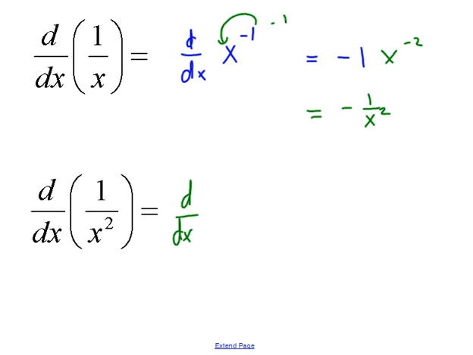If I take the derivative of 1 over x squared with respect to x, I can rewrite that as taking the derivative with respect to x of x to the negative 2. My power rule tells me to bring this down, so negative 2 x, and reduce that power by 1, which leaves me with negative 3. So negative 2 over x cubed. Either answer is acceptable.